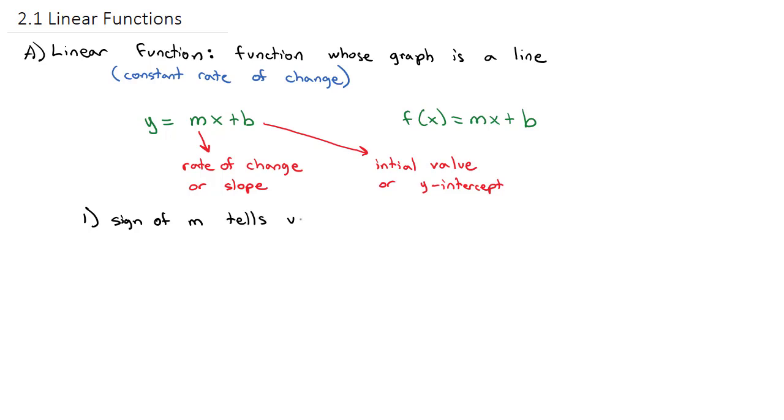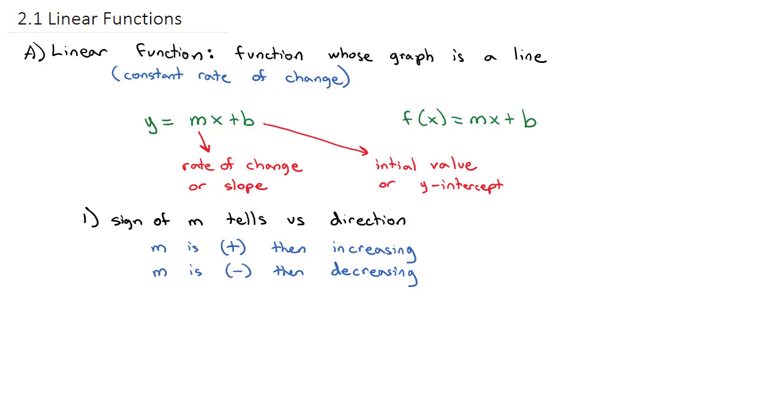Now, a couple things to note is that the sign of m tells us the direction of the line. What I mean is if m is positive, then we are increasing. So if we're talking about an amount of money, if m is positive, we have more money over time. When m is positive, it is increasing. If m is negative, then it is decreasing. So again, using the example of money, if we have a negative value for our m, that means we have less money over time because it's decreasing.